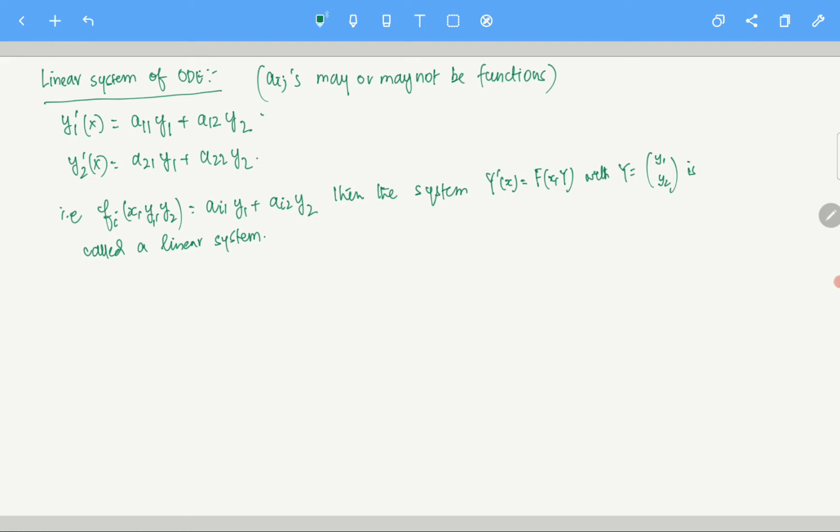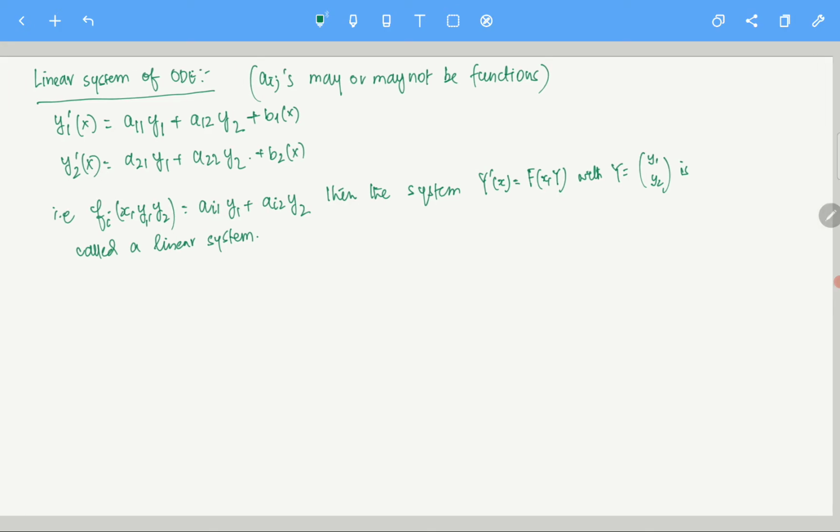Now this of course we can change, but this is not okay. See, this is a linear system in the sense that this is a homogeneous linear system. You can actually add a b1 of x over here and b2 of x over here. So b1 and b2 are independent of y1 and y2, they do not contain any y1 and y2. It's just some function of x. So in this case you can just write it like this.